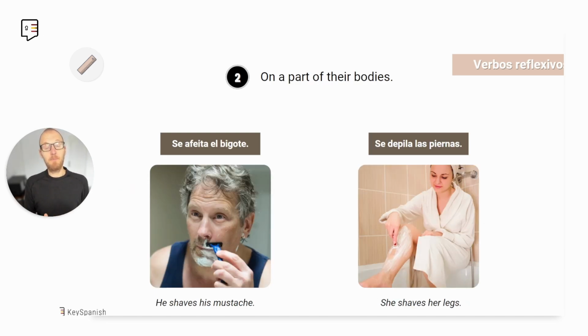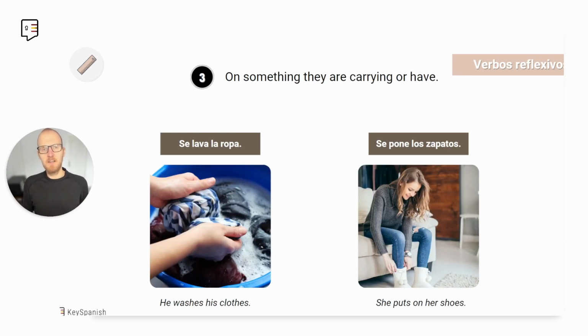In the second one, the person is performing an action on part of their bodies. For example, se afeita el bigote. He shaves his mustache. O se depila las piernas. She shaves her legs. And the third option would be on something the person is carrying or has. Like se lava la ropa. He washes his clothes. Or se pone los zapatos. She puts on her shoes.